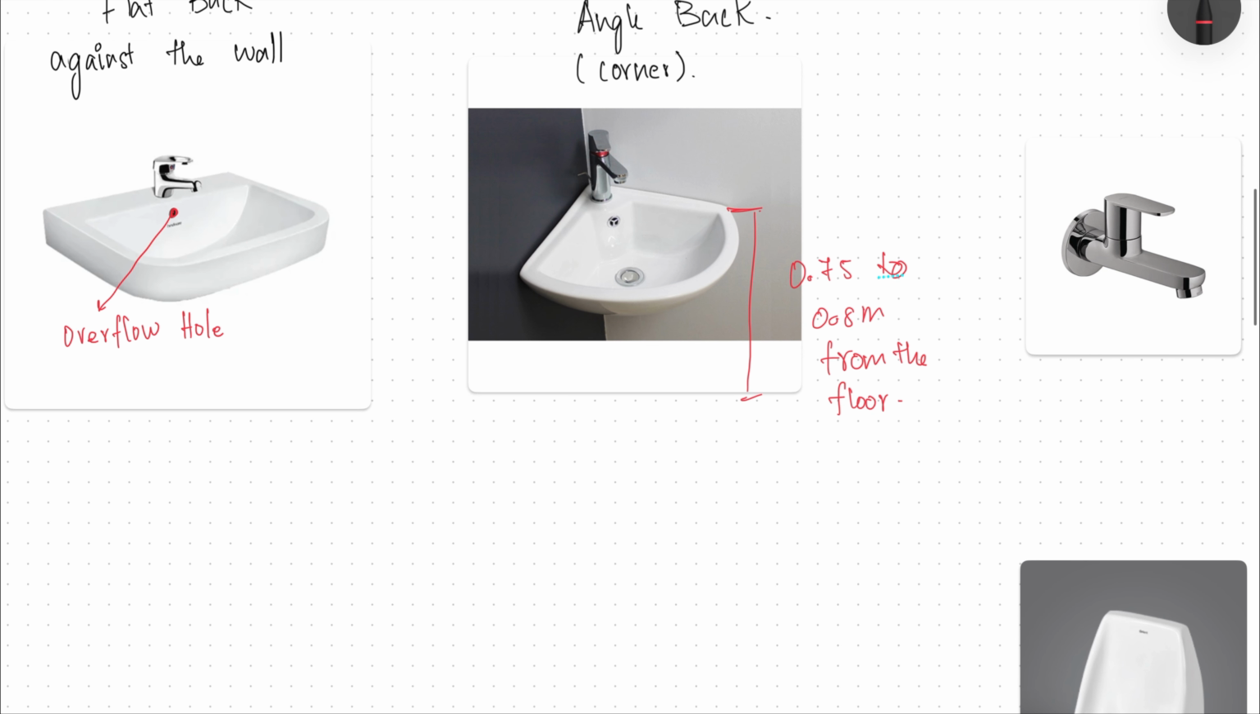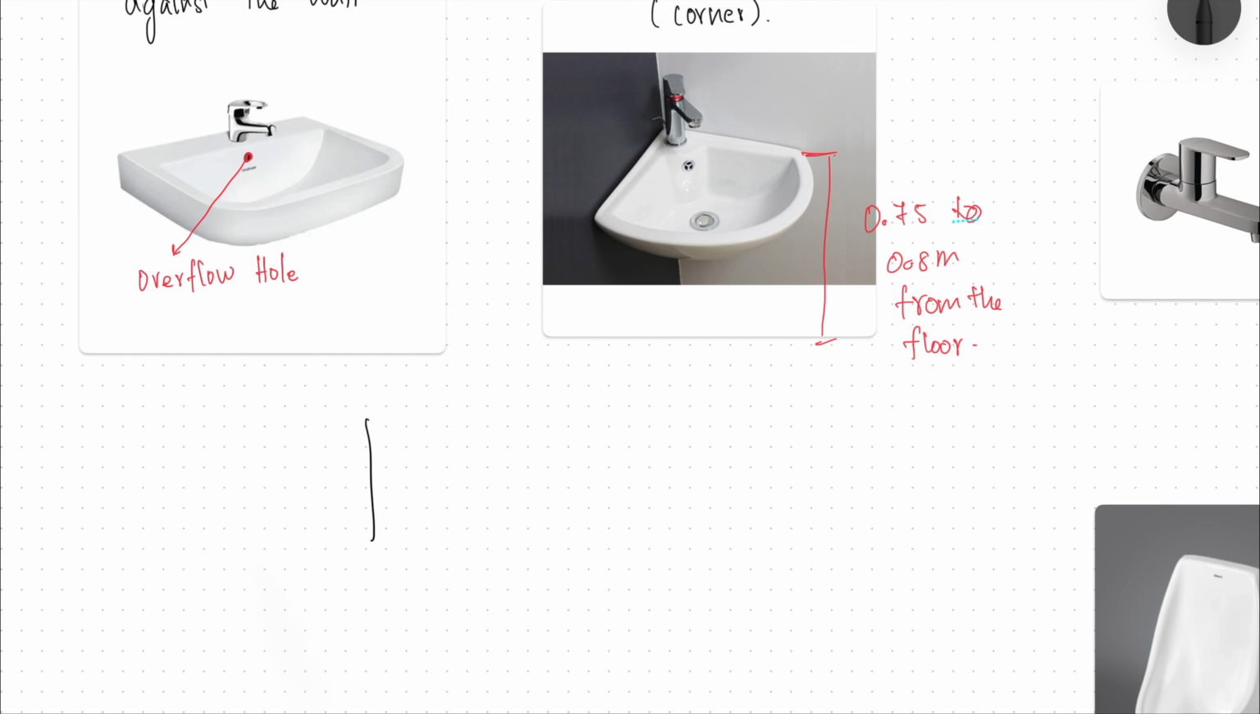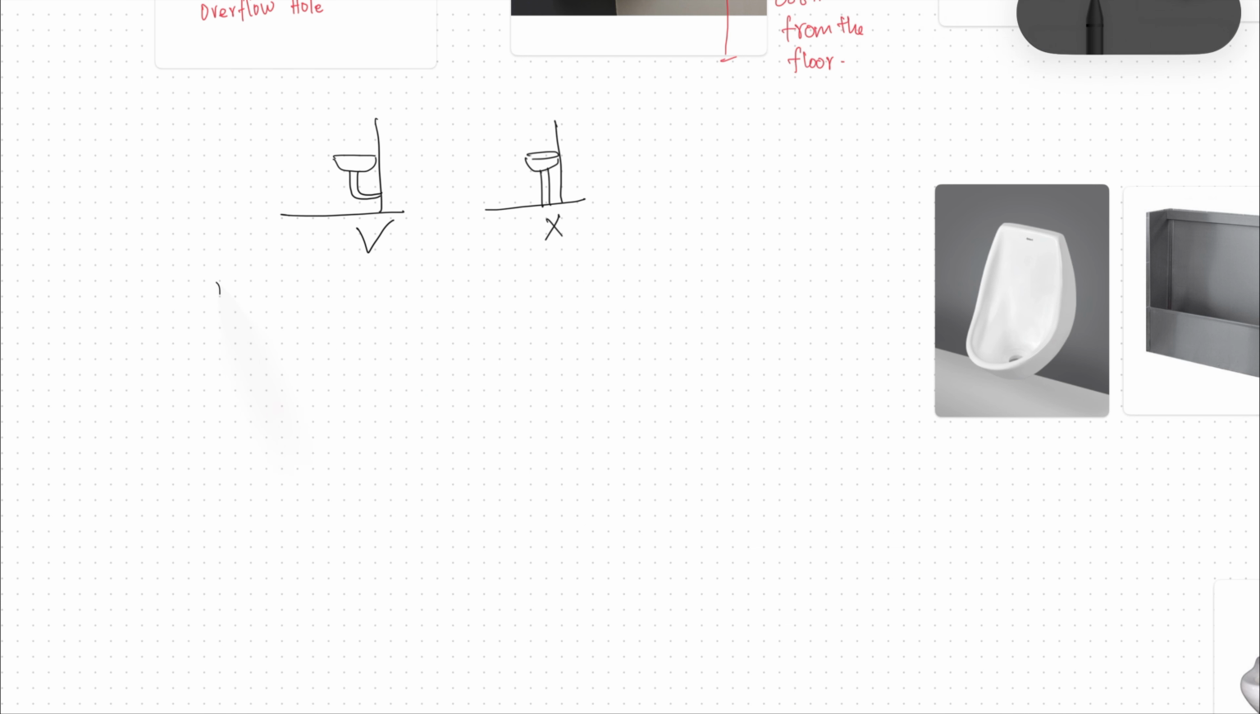And whenever possible, imagine this is your sink. Whenever possible, the plumbing should be taken through the wall and not through the floor. Not through the floor. This is not advisable. This is advisable. And this is wash basin. Then we have sink. So sinks, there are three types.